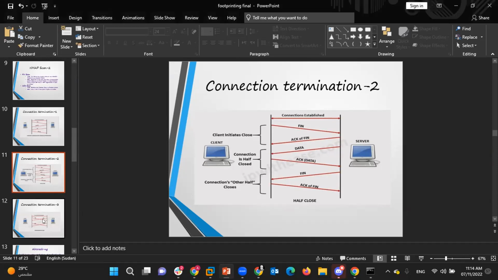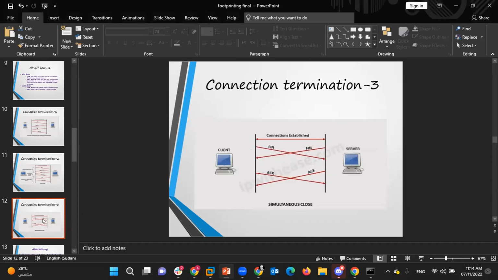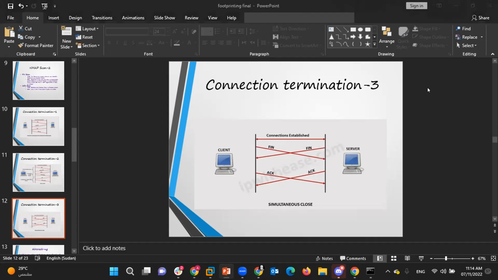Okay, let us go to the third type of connection termination, FIN scan or FIN packet. Okay, as we know, the connection is established, and also in here, the FIN request will be sent from here. It's called simultaneous close. It is a handshake, but in a different way.